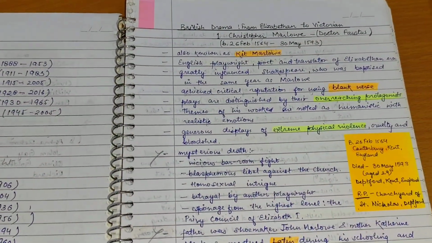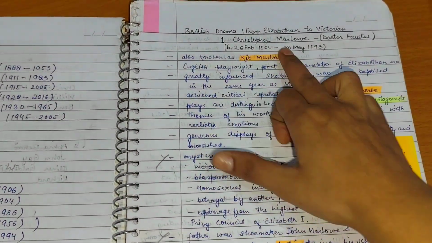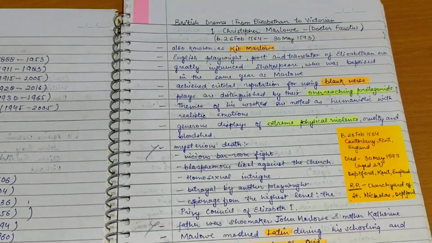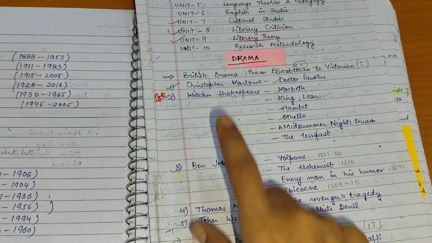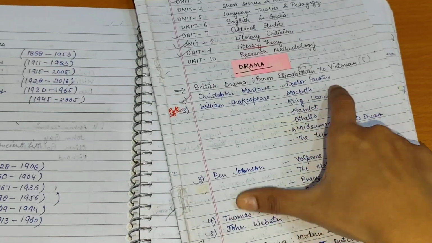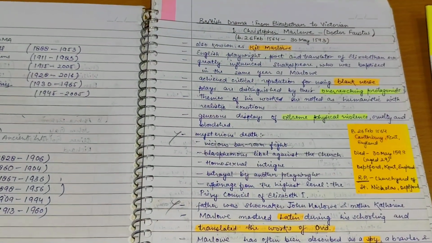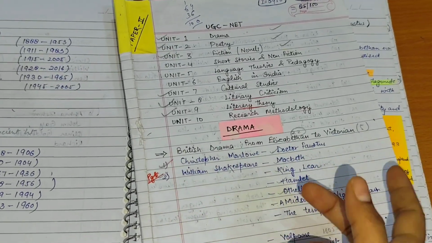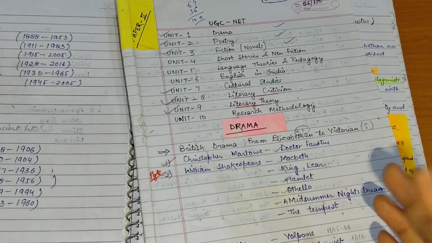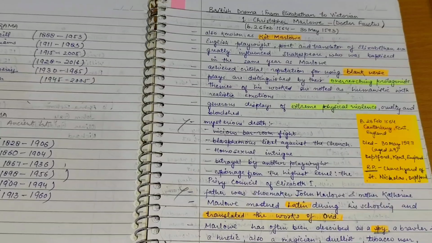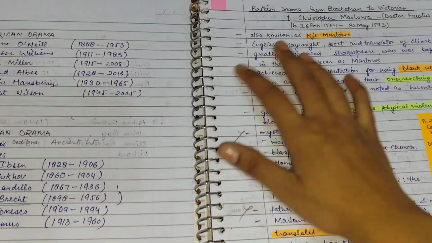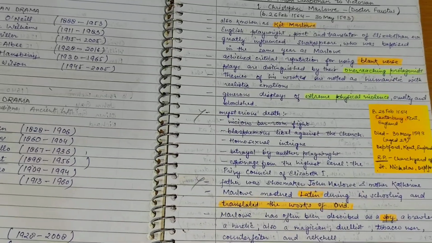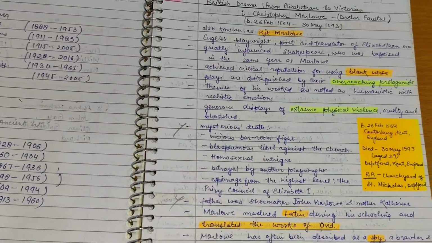Here you can see that I have written British drama from Elizabethan to Victorian, and then I have started with Christopher Marlowe, which is our first writer. His most important work is Dr. Faustus. But that does not mean that we have to only prepare Dr. Faustus. We have to prepare other works of Christopher Marlowe as well. This is how you can match. You can take a screenshot or whatever. I have done all of these notes.